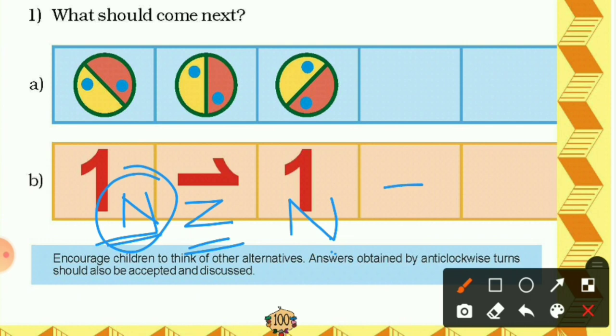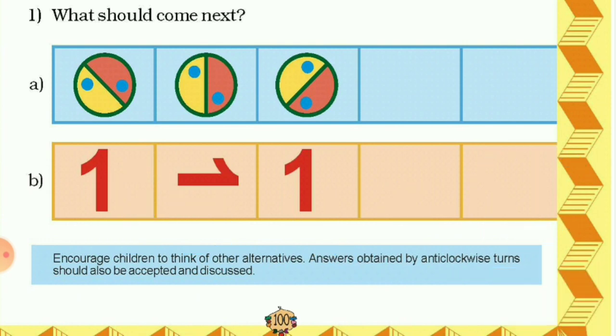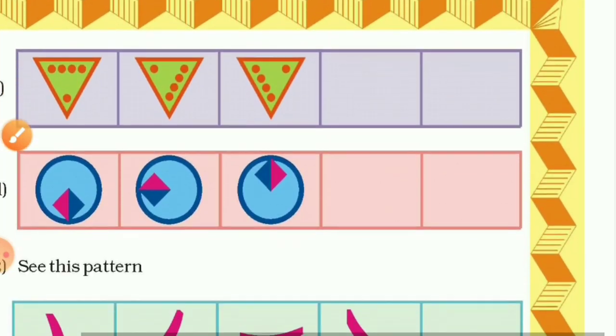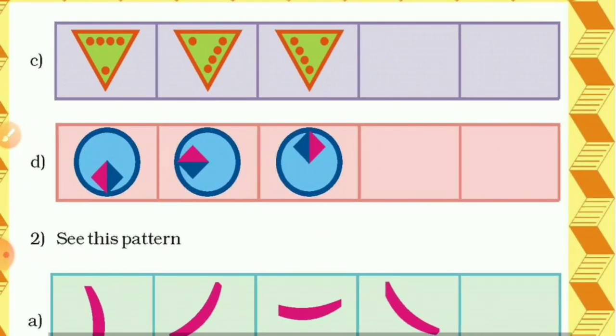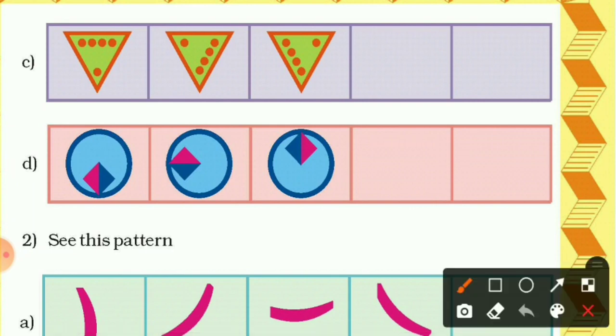Then in the next picture we will have z, and at last we will get the same pattern, that is n. Now come to the next. Here we have triangles. You can see properly that the first picture, then second, then the third, these are based on 1/3 turn.